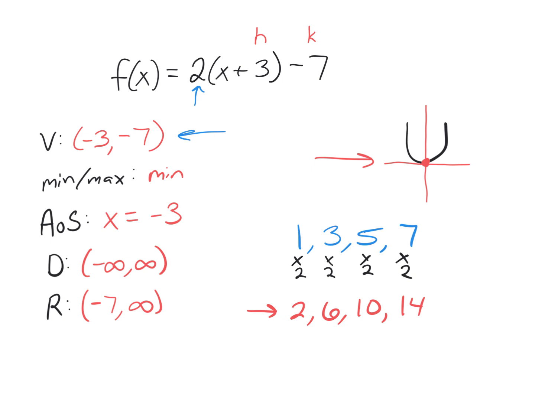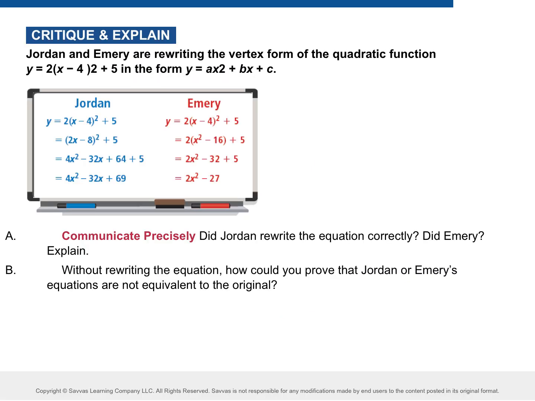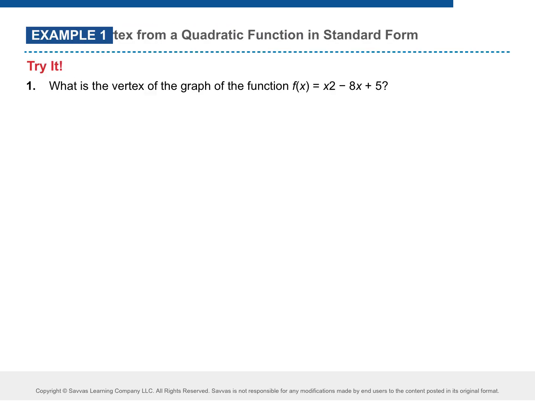Now today we're going to move on with standard form. Like I already said, standard form is the form of ax squared plus bx plus c. Go ahead and flip to the second page of your notes. You should see this problem here. You have f of x equals x squared minus 8x plus 5. It wants us to find the vertex.